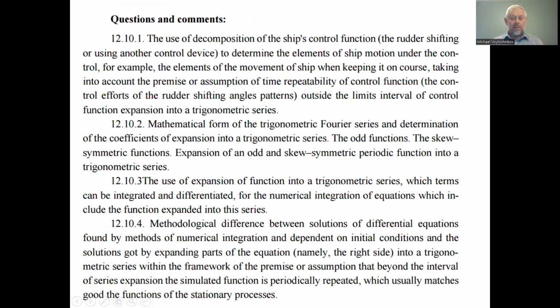Questions and comments. The use of the composition of the ship's control function, the rudder shifting or another control device, to determine the elements of ship motion under the control. For example, the elements of movement of the ship when keeping it on course take into account the assumption of time repeatability of the control function, the control efforts of the rudder shifting angles patterns outside the limits interval of control function expansion to the trigonometric series.